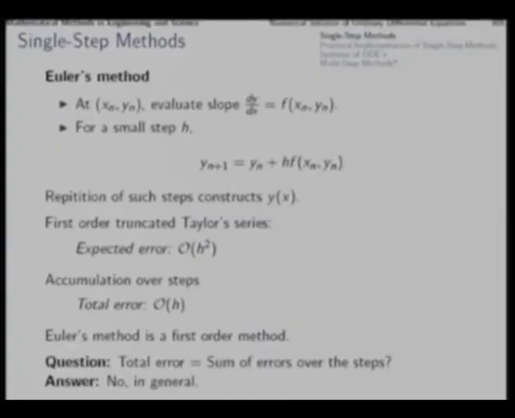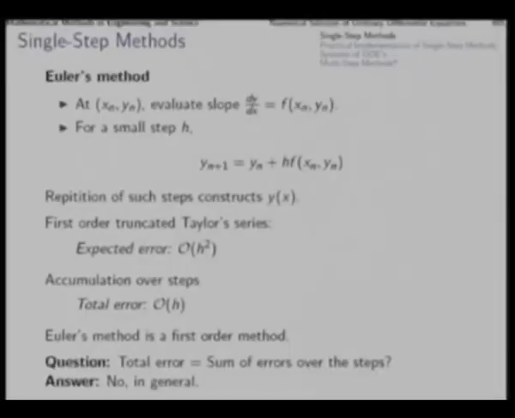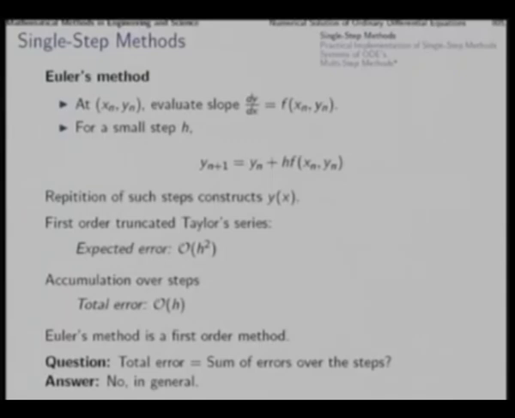Now, one question that we should ask at this point is, is the total error over, say, 10 steps like this the sum of errors over the 10 steps? Now, the answer is not so in general. The total error may be larger than the sum of the individual errors, or for that matter it could be smaller also. It depends upon the differential equation in question. So, how that happens, that the total error could be larger or smaller than the sum of errors, and what can be done to improve this error, that we will explore next.